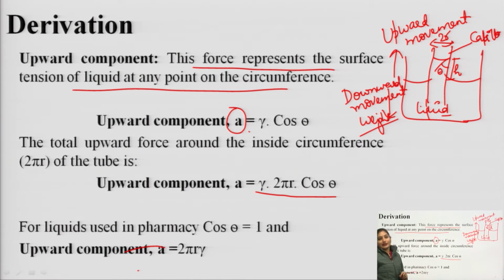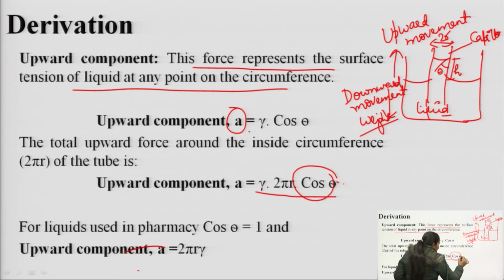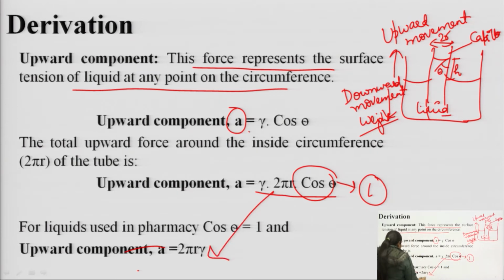Okay. In the case of liquids used in pharmacy, this cos theta is equal to 1. So, when this value is 1, the equation becomes upward component A is equal to 2 pi r gamma. Okay. I have told you the upward movement, or the rise of the liquid in this capillary tube, is due to the surface tension.